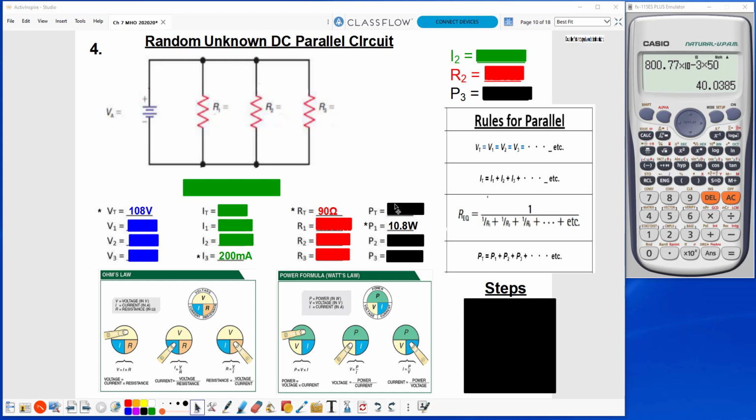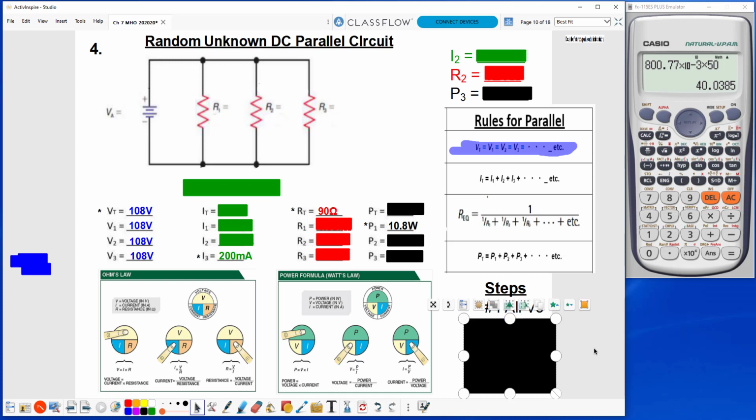We look at our circuit here, and the first thing I'm going to do, understanding the rules for parallel circuits, shows me that voltage stays the same, so I can go ahead and fill in all of my voltages. And here's the steps. You should write these steps down as we go, or pause the video and write them all down at the end. So my first step is I filled in all of my voltage values.